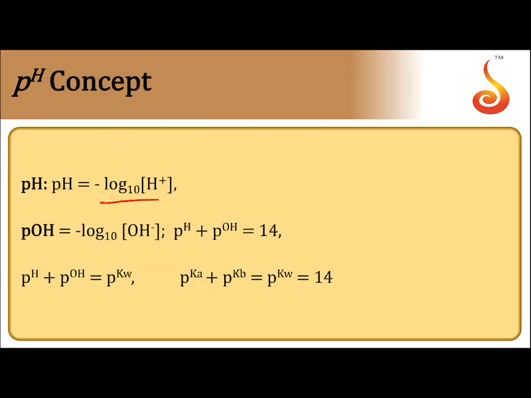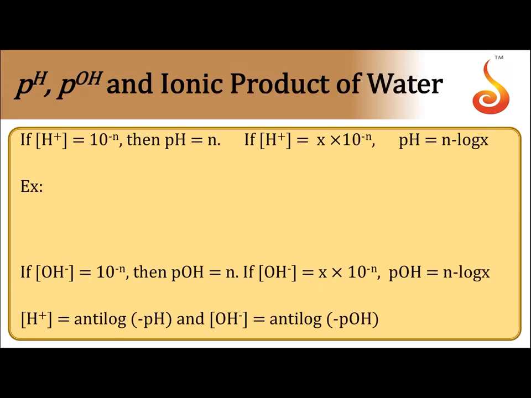Then comes the concept of pH. pH is defined as the negative logarithm of the hydrogen ion concentration. Similarly, pOH is the negative logarithm of the OH minus ion concentration, and pH plus pOH is equal to 14 at 25 degrees Celsius. This is pKw. And then pKa plus pKb is also equal to pKw, which is 14. For a given conjugate acid-base pair, pKa plus pKb is equal to 14.